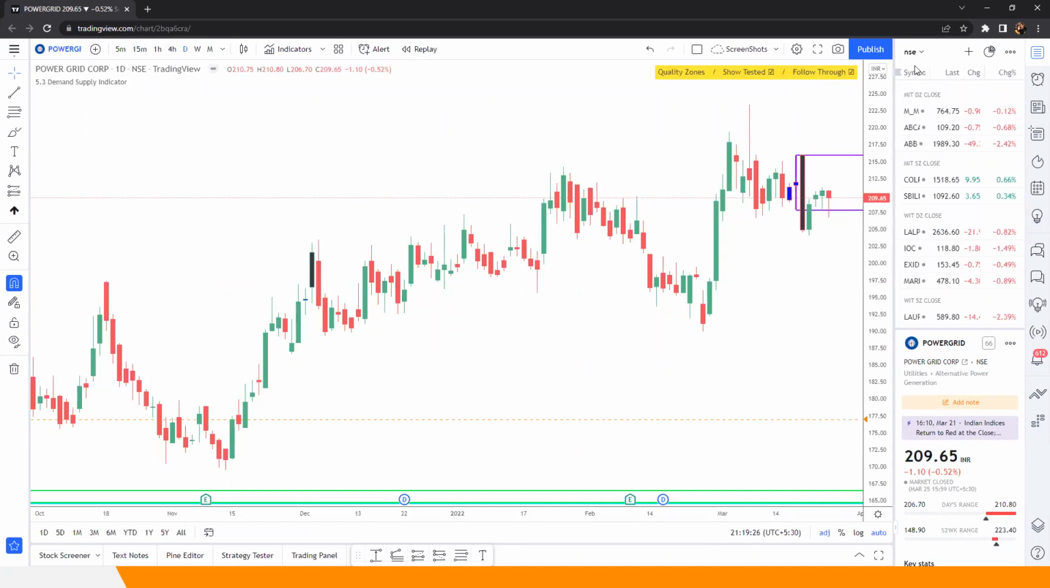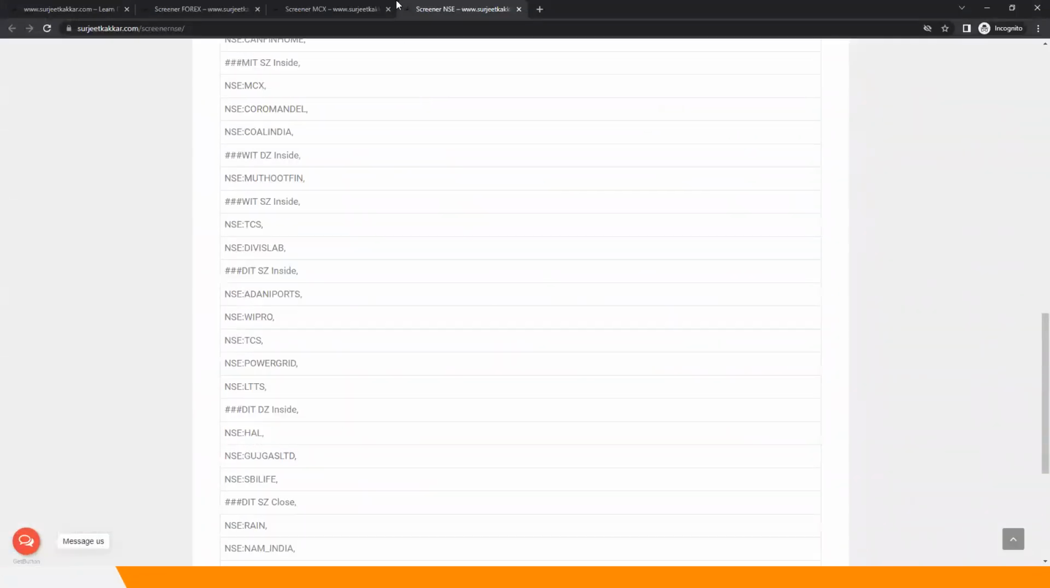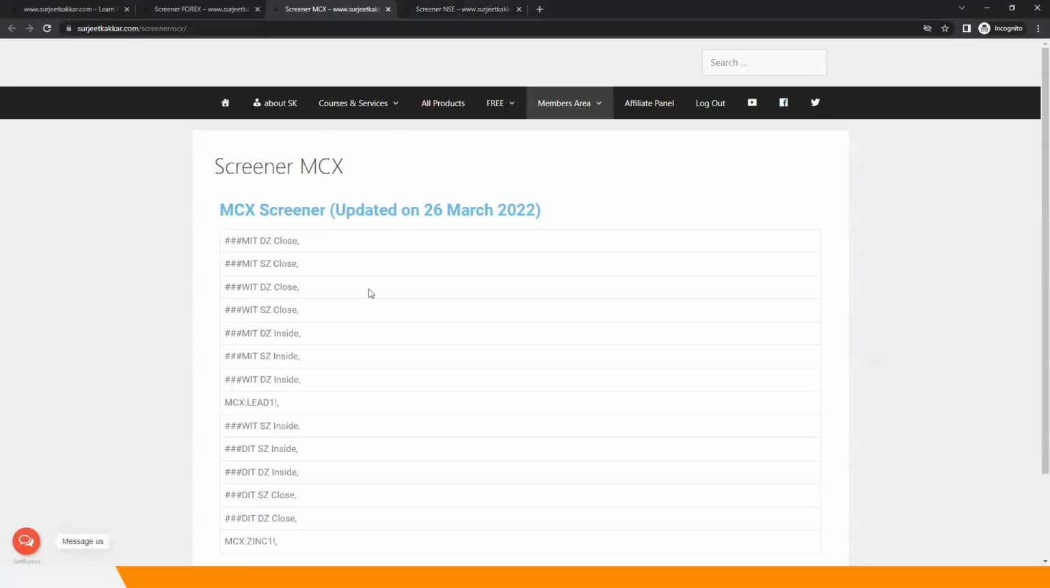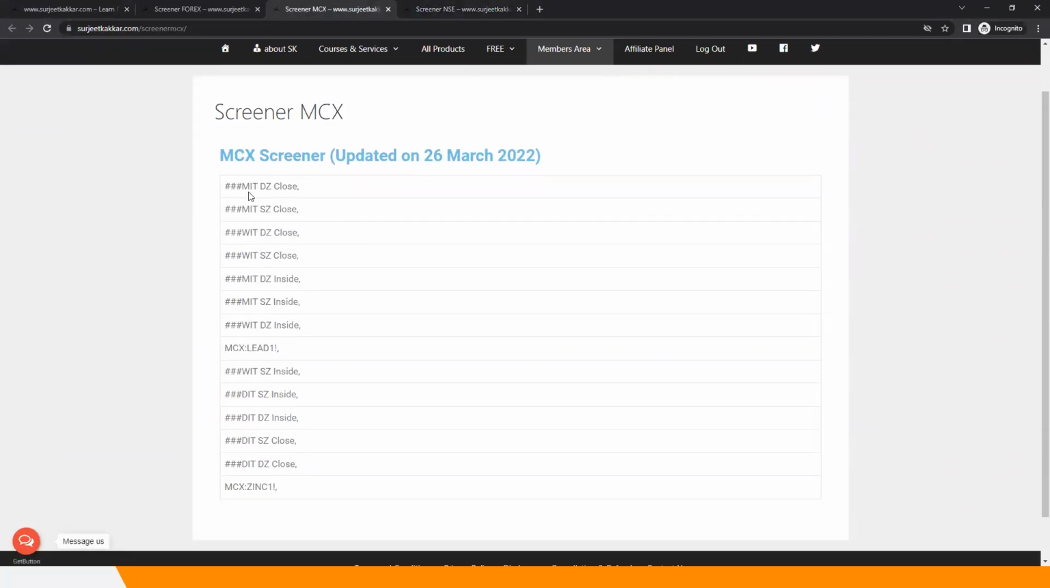And it's not just for the NSE. Whatever market you are subscribed for alerts for, you'll get your alerts for that particular market, and this screener as well. So like I told you, we have it for NSE. We have it for MCX. Like on MCX, you can see we don't have anything other than lead, and lead is inside of weekly demand zone. And we have zinc, and zinc is inside of daily. It's getting close to, not inside, it's getting close to the daily demand area.